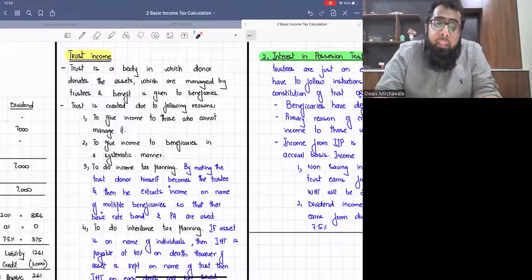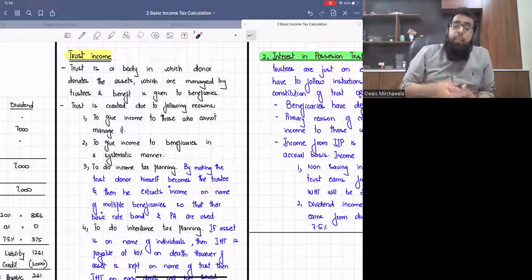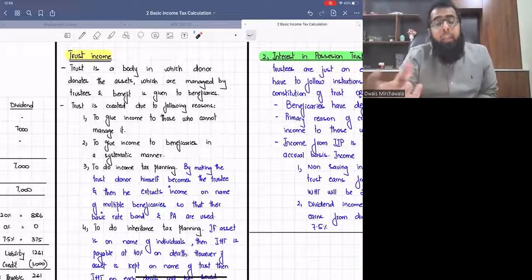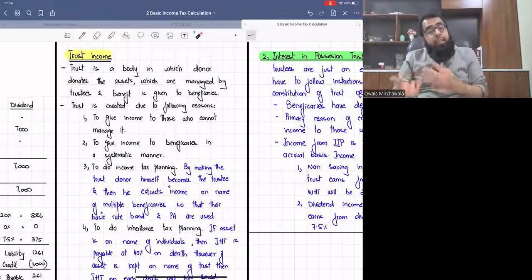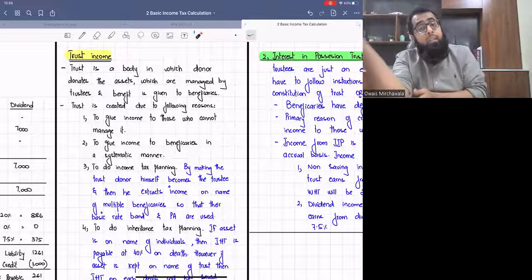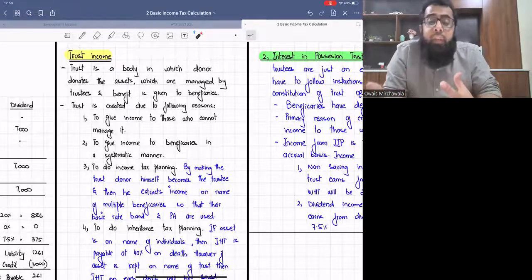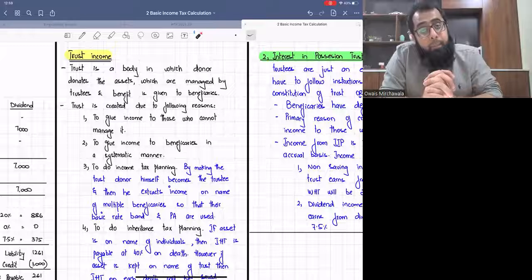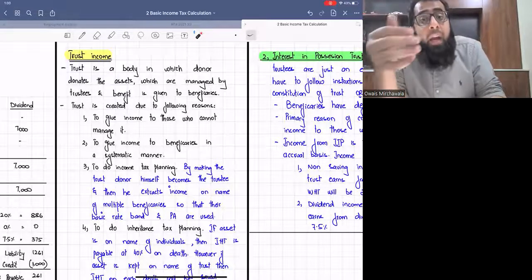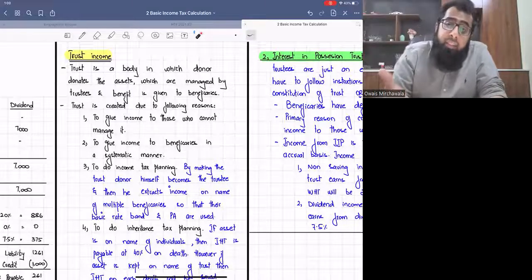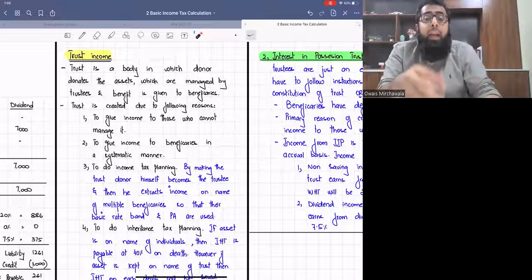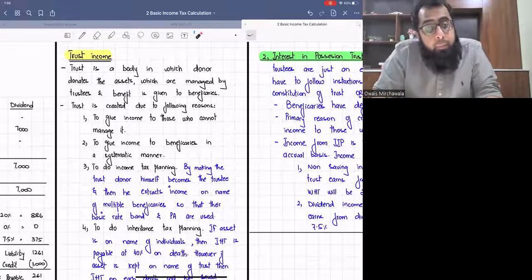So you need to understand that a trust is a body. It is an artificial body. It is like a company. It is a body which is created in which the donor donates the assets. Those assets are managed by the trustees, and the benefit of the trust is given to the beneficiaries. I will repeat it again. A trust is a body which is created by a donor. He gives the assets. Those assets are managed by the trustees, and the benefit is given to the beneficiaries.